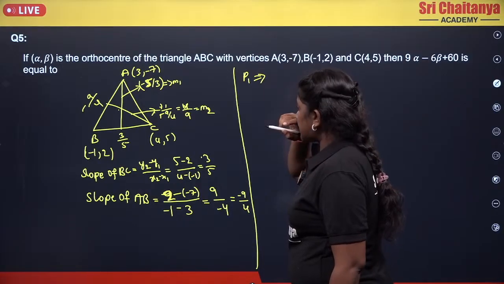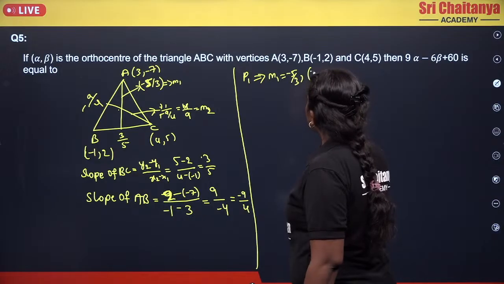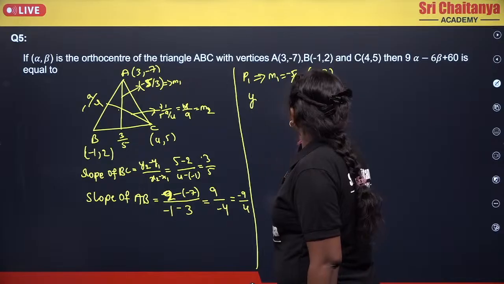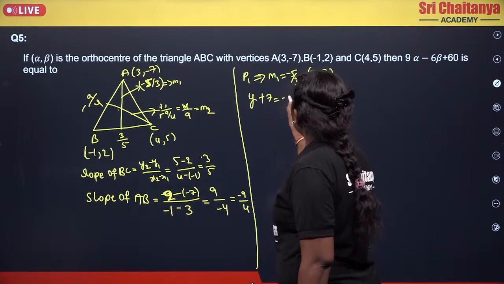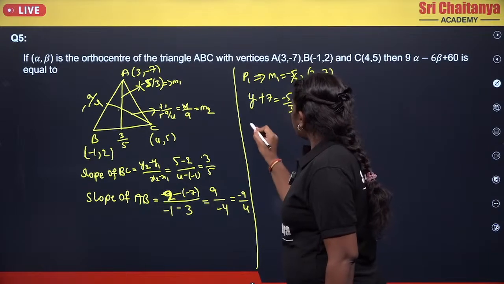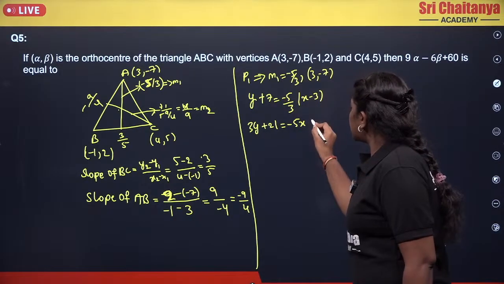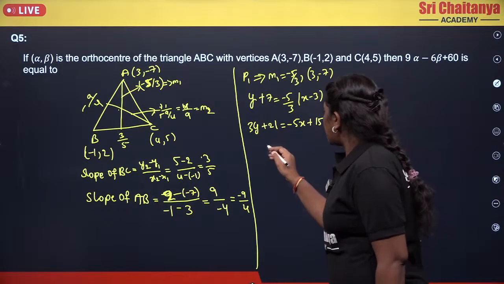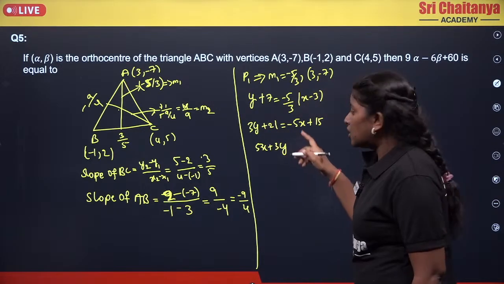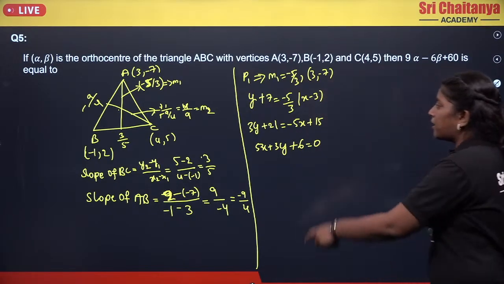So perpendicular 1 has the slope m1, which is minus 5 by 3, and the point is (3, minus 7). Now simplify it. y minus y1, so that becomes y plus 7 equals minus 5 by 3 into x minus 3. Now coming to here, 3y plus 21 equals minus 5x, and minus into minus plus 5 3s are 15. Now 5x plus 3y plus 15 crossing equals minus 15. So 21 minus 15 will give you 6 equals 0. This is your perpendicular 1.